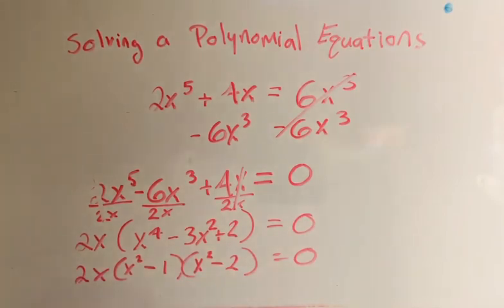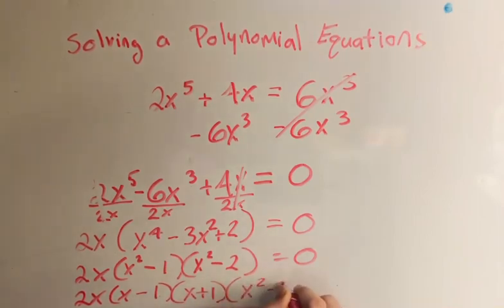x squared. All right, now I'm going to factor this, and I'm left with 2x, and I could factor this. This is a difference of two squares. x minus 1, x plus 1, x squared minus 2 equals 0. All right, well, we're not done yet.